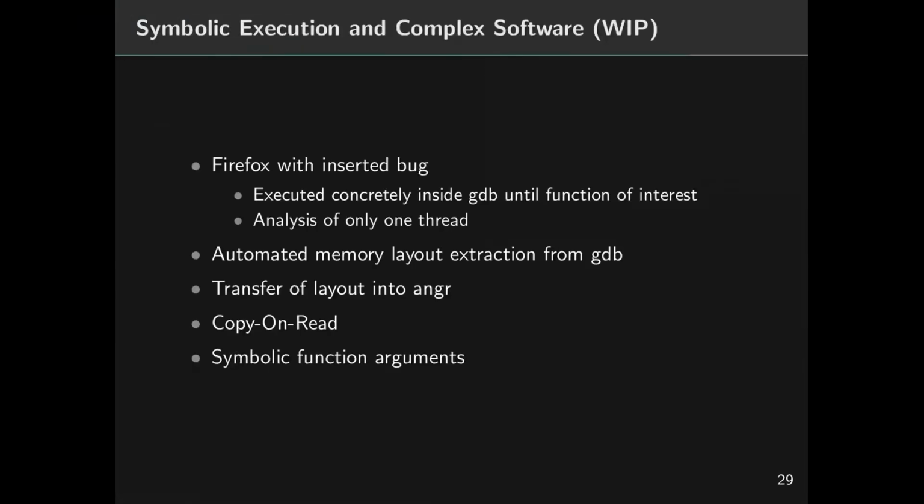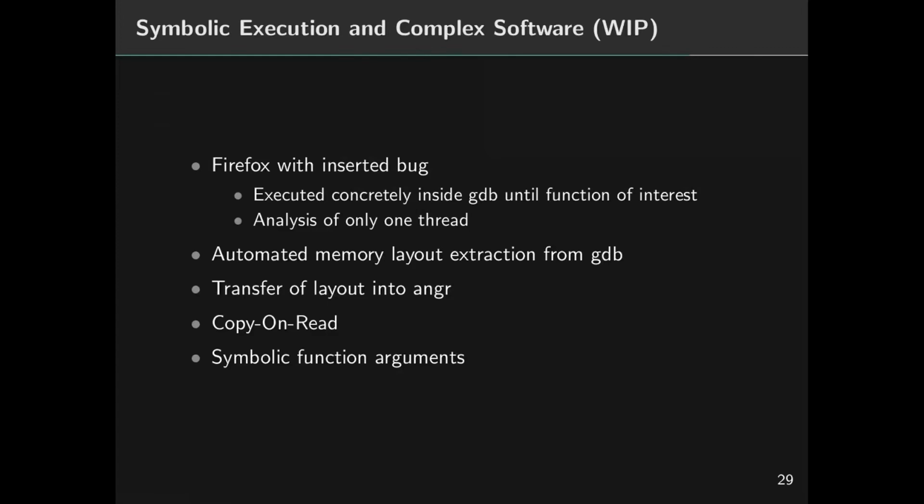Okay, let's move on. The last example I want to show you is some work in progress, where we basically want to leverage symbolic execution on complex software using Avatar. So for this, we inserted an artificial bug, because we are still in the testing phase, inside Firefox and executed Firefox concretely inside GDB until the function of interest. This is particularly interesting because angr itself won't be able to run complex software such as Firefox, or would need to create it with a state.